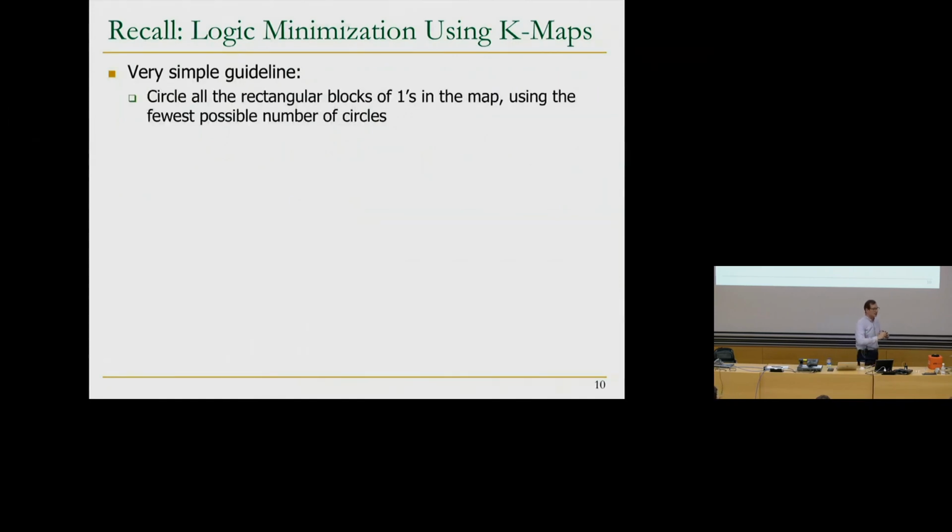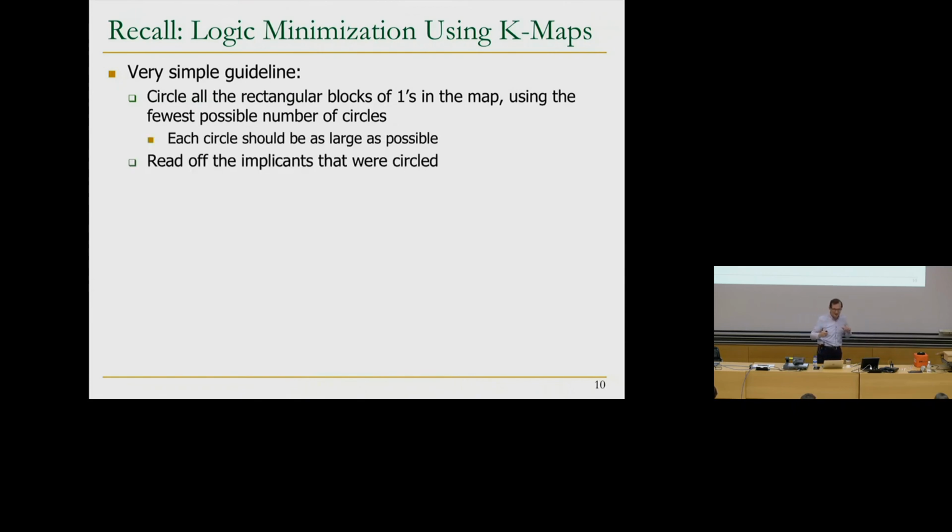First of all, a Karnaugh map is a pictorial representation of a truth table where the variables that change are physically adjacent to each other in the truth table. So basically, when you're moving from one box in the Karnaugh map to another box, only one variable changes. That's why you can combine variables, because of that adjacency. Logical adjacency is the same as physical adjacency between the input variables. So you want to circle all the rectangular blocks of ones in the map using the fewest possible number of circles. And then each circle should be as large as possible.